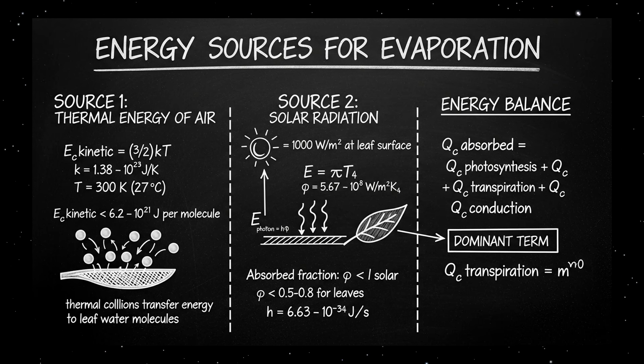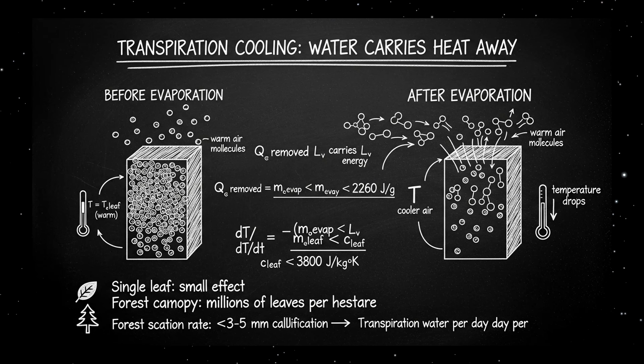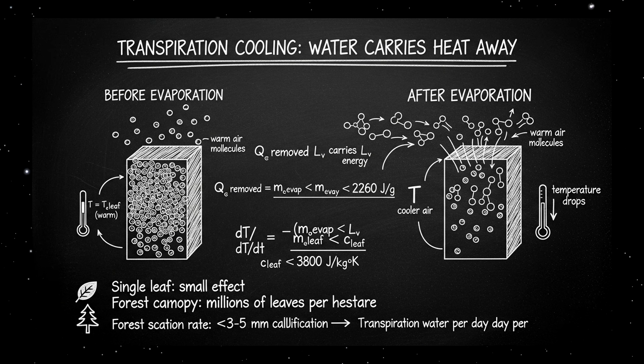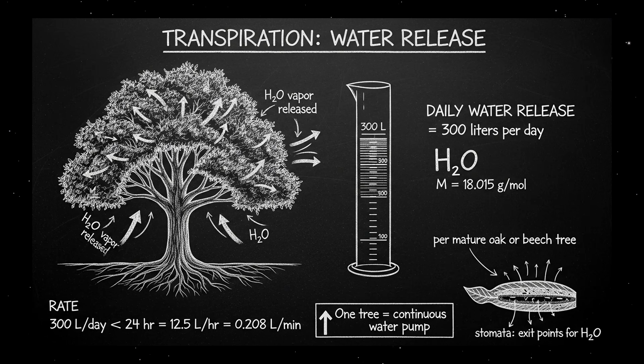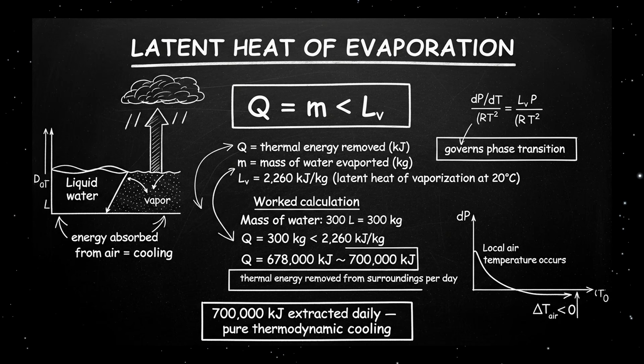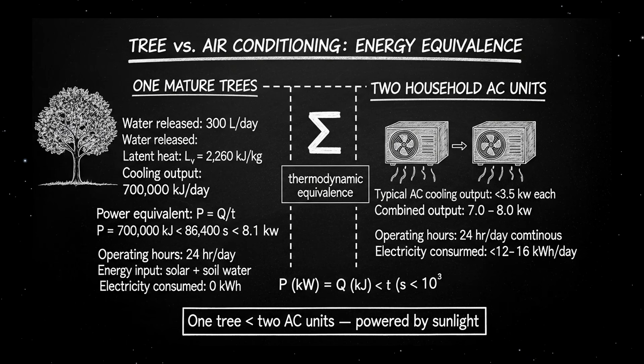The energy comes from the thermal environment, from the heat in the surrounding air, and from the solar radiation the leaf has absorbed. The water takes the heat with it as it becomes vapor. The air left behind is cooler. Scale matters here. A mature oak or beech, releasing 300 liters of water per day, is removing roughly 700,000 kilojoules of thermal energy from its immediate surroundings, equivalent to 2 household air conditioning units running continuously for 24 hours.